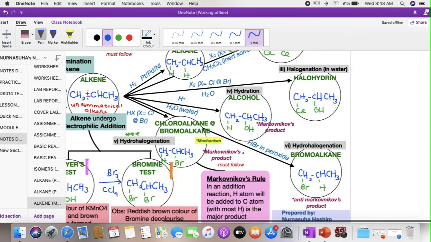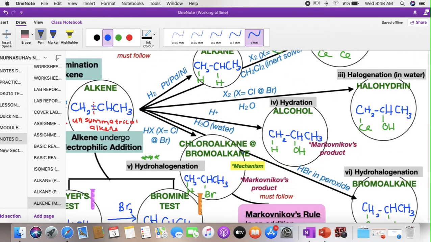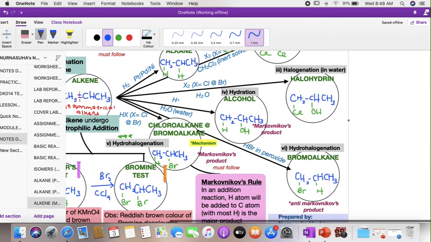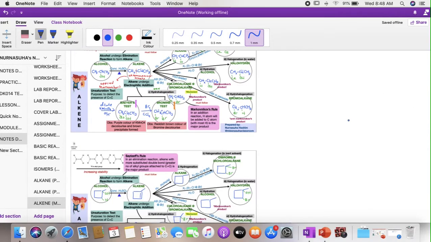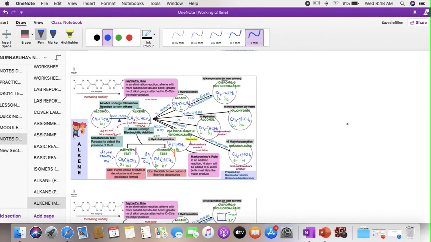So to draw mechanism, sekejap Miss kecilkan sini. To draw mechanism, sekejap lah, Miss menggunakan marker, tak kuat.